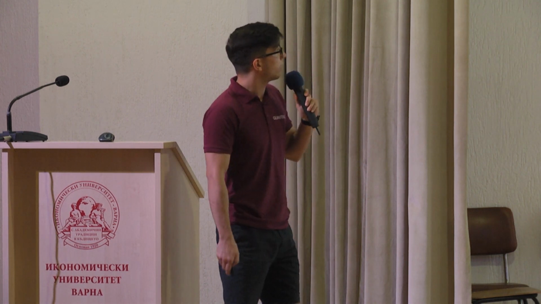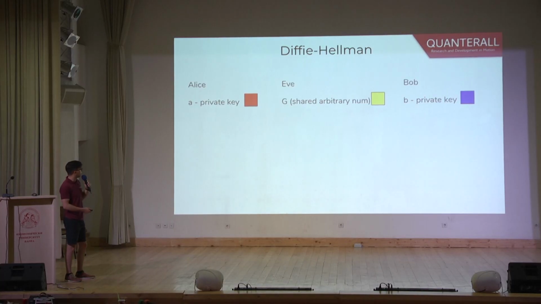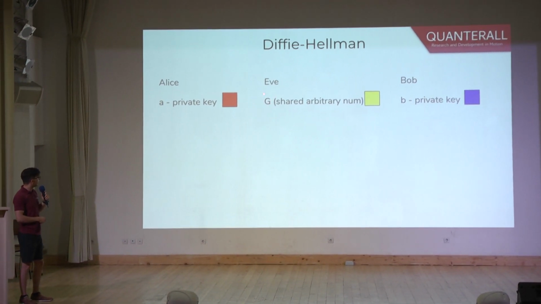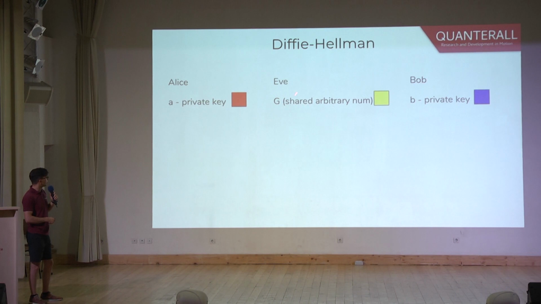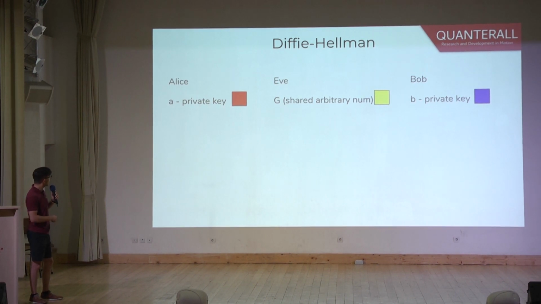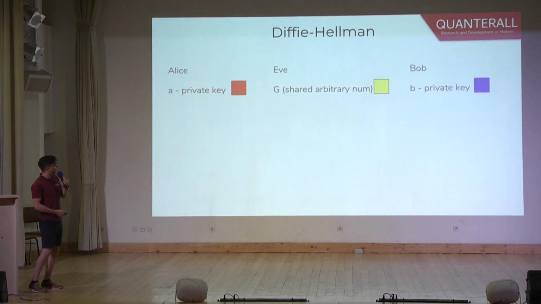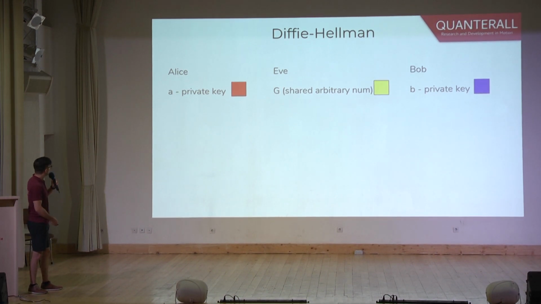So when we're starting, Alice has a private key and Bob creates his private key. In the public area, we have this G, which is a shared arbitrary number, and all of the keys we're going to represent with colors, and you will see in a moment why.